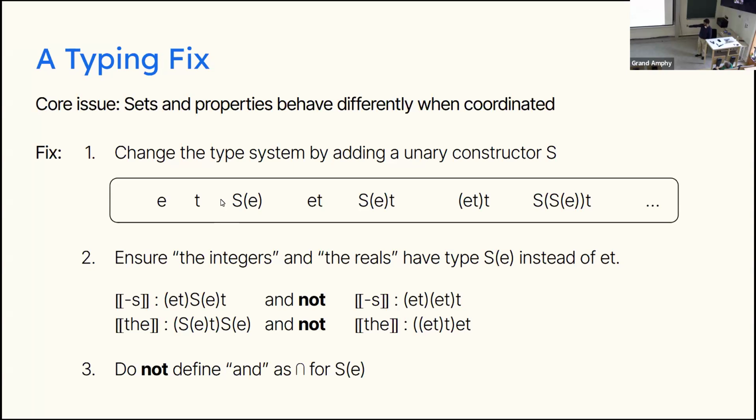And similarly, we change the type of the definite article the. So instead of ET arrow T to ET, it becomes SET to SE. That is, it takes a predicate on sets of entities and just produces a set. Now, the next step, which is important, is to make sure that there's no Boolean algebraic structure to this SE. Because if we give it Boolean algebraic structure, we go back to the same intersection. So we strip SE of any Boolean algebraic structure.